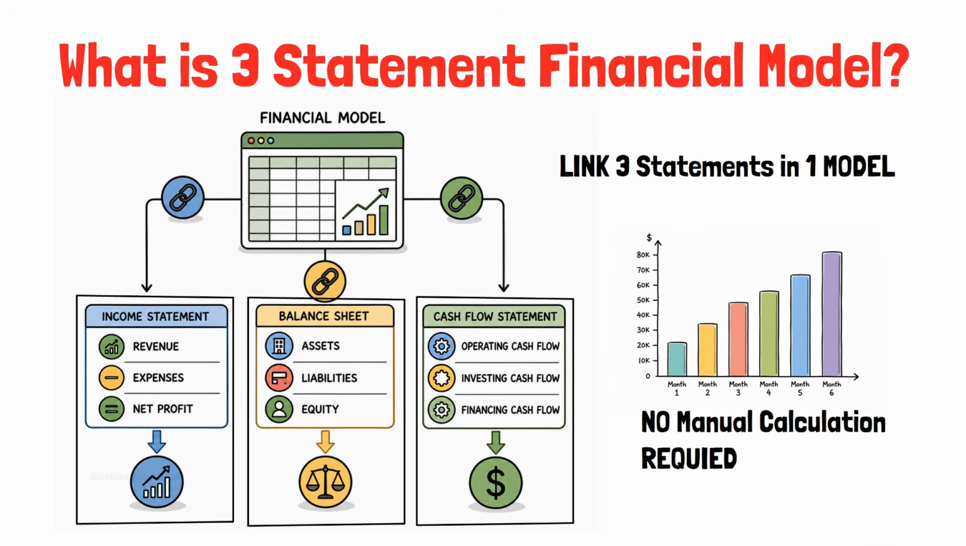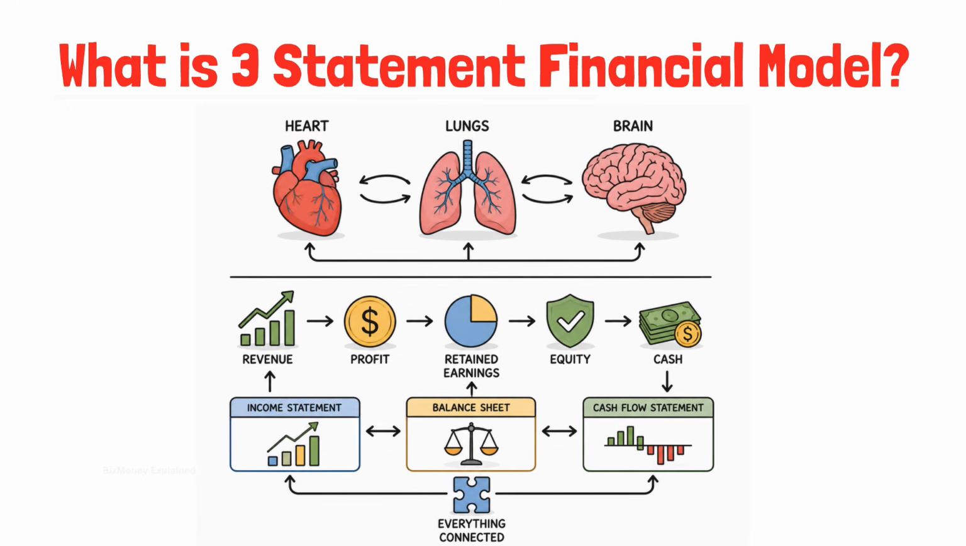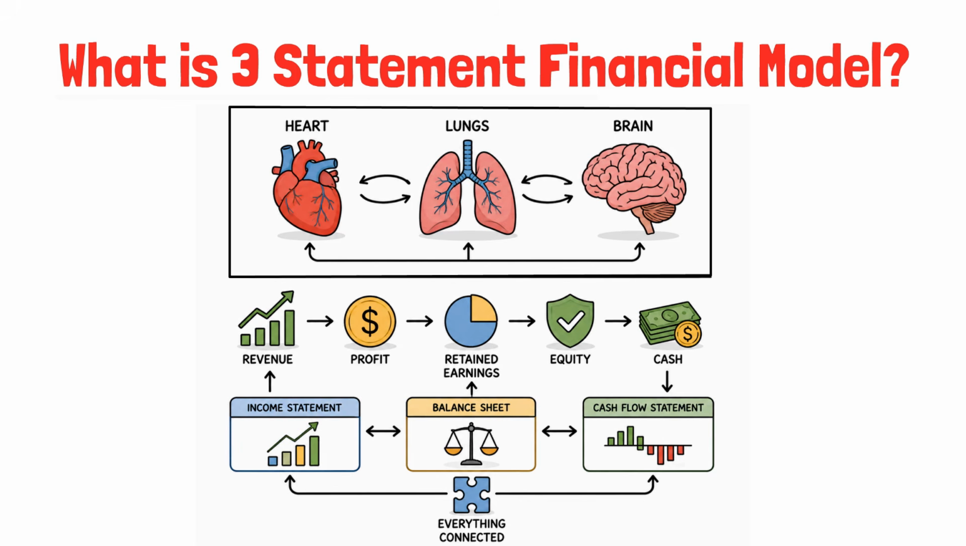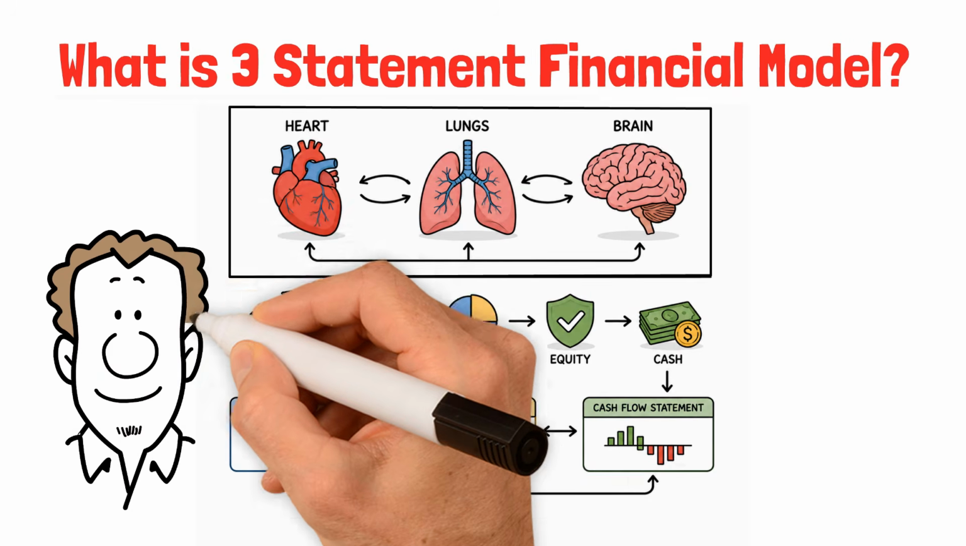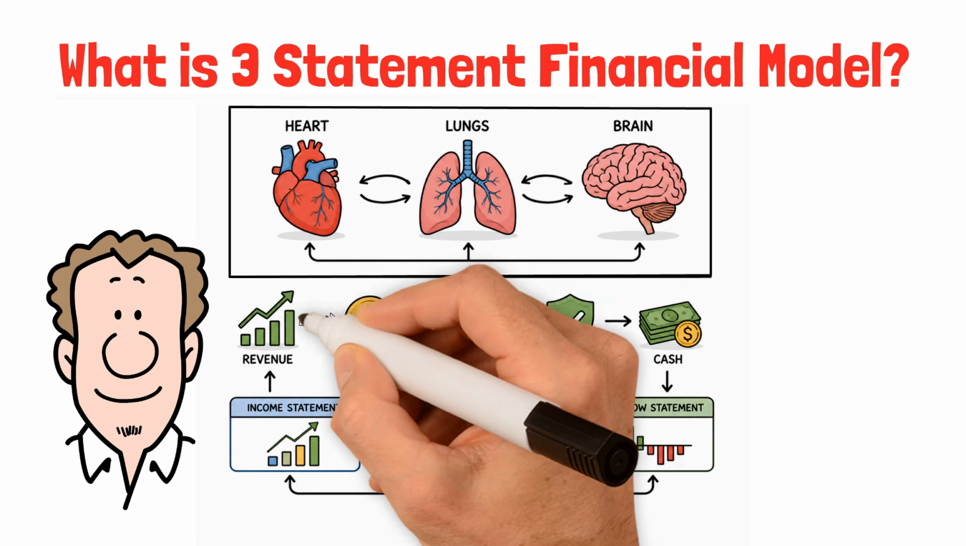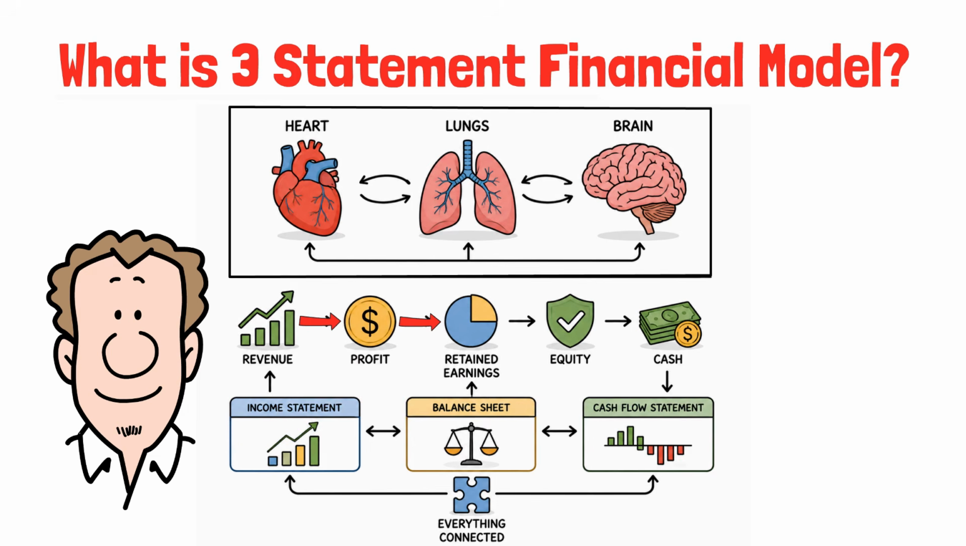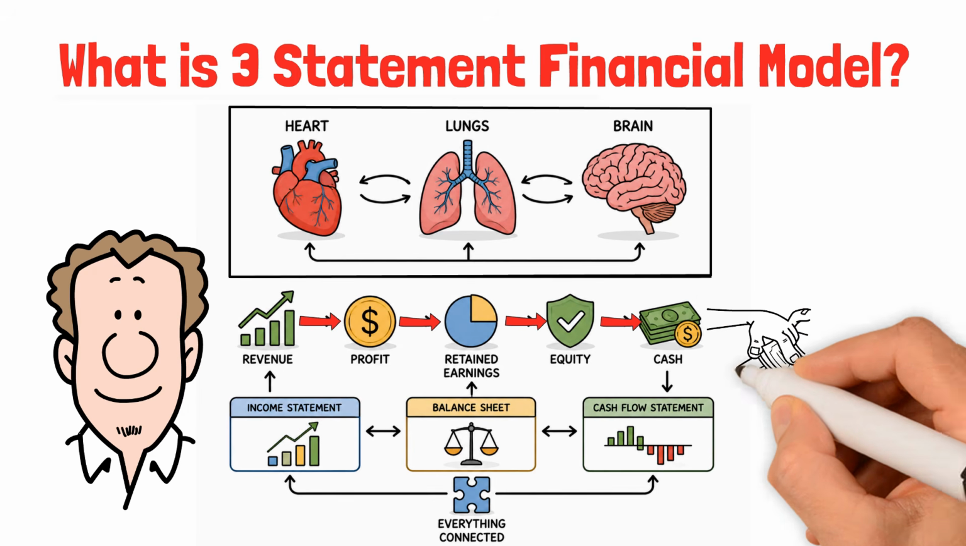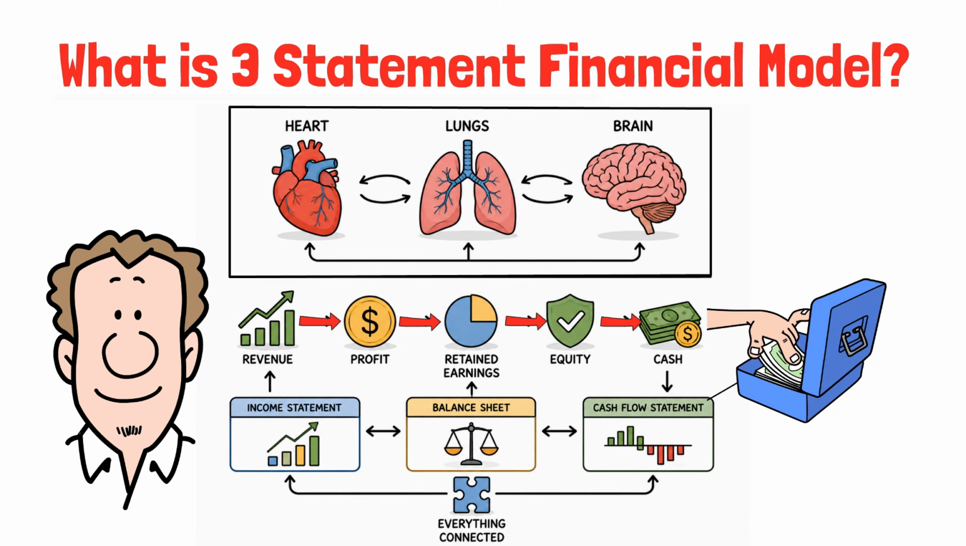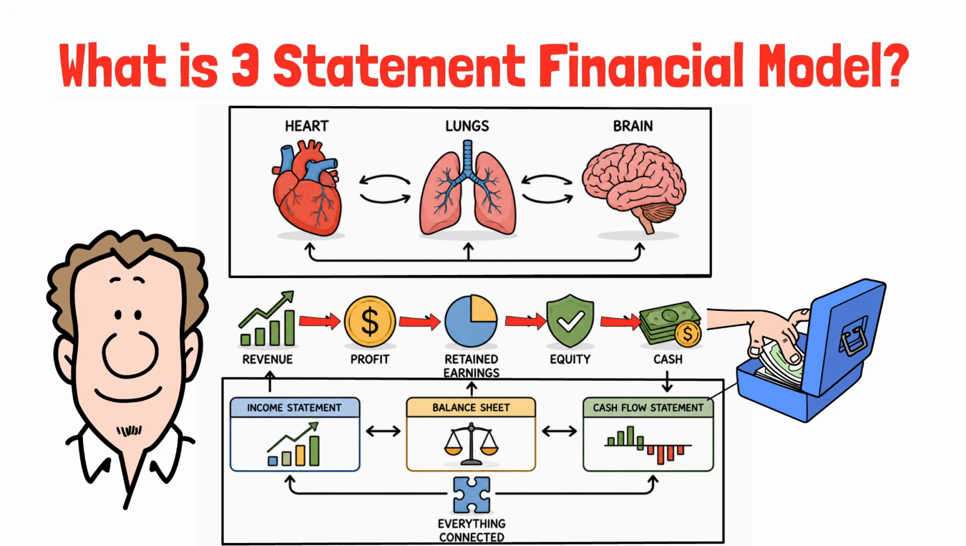calculations across multiple spreadsheets. Think of it like the human body. Your heart, lungs, and brain all perform different functions, but they constantly work together. If one organ changes, the others respond. The three financial statements work the same way. A change in revenue affects profit. Profit affects retained earnings. Retained earnings affect equity on the balance sheet. Cash collected from customers affects the cash flow statement and changes the company's cash balance. Everything is connected. That connection is what makes financial modeling so valuable.